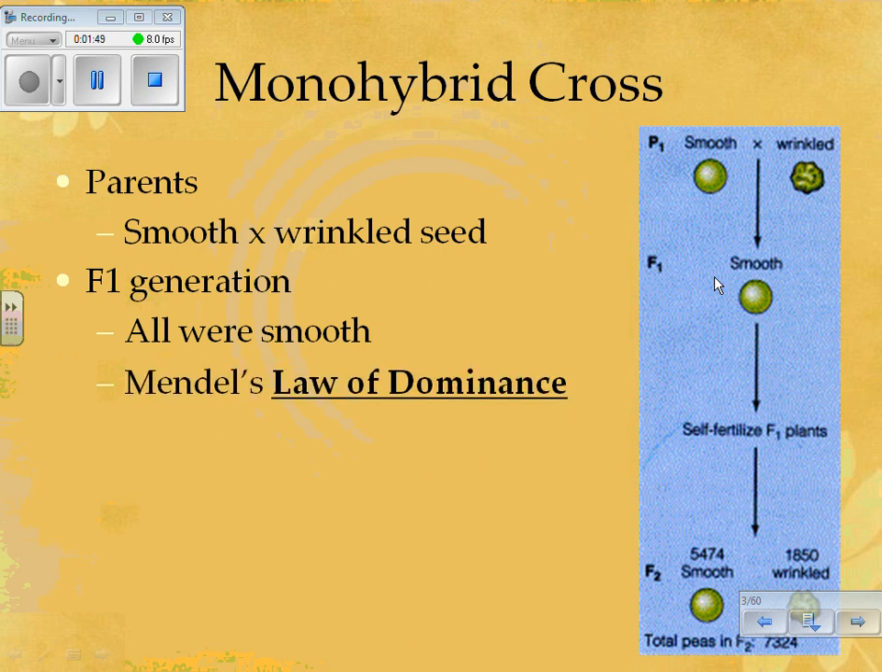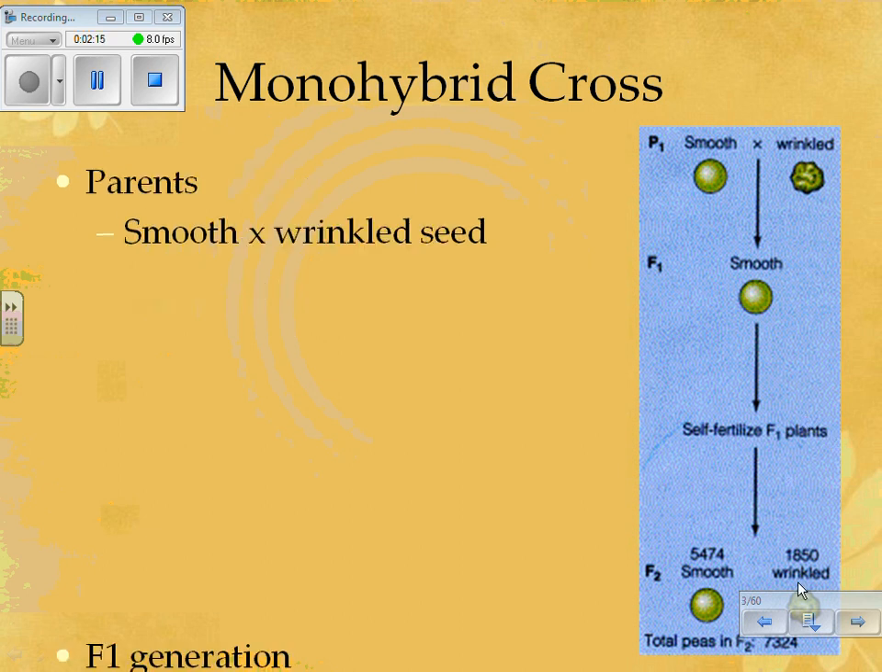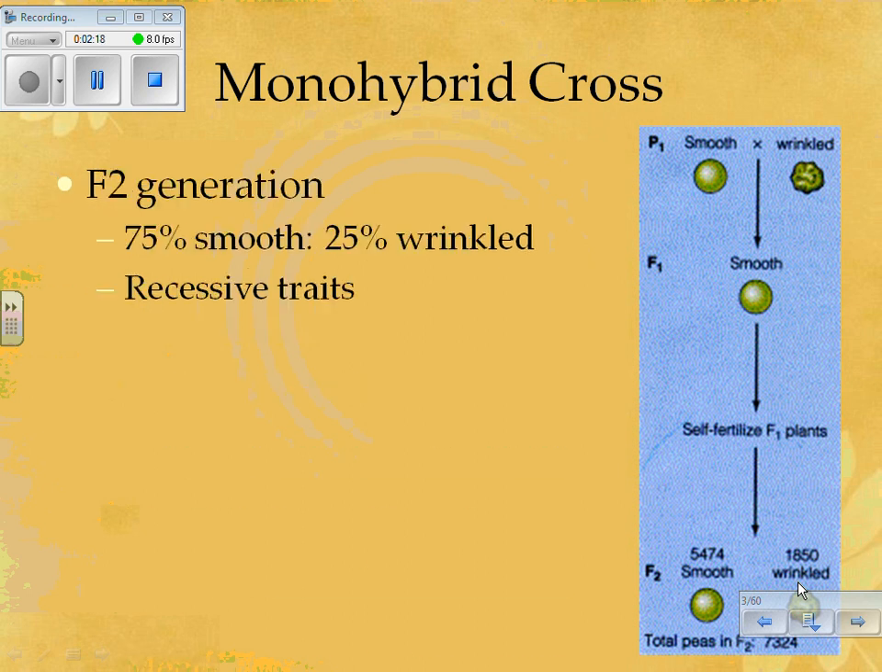And so that told him right off the bat that there was some sort of dominant law, that traits were dominant, and we call that Mendel's law of dominance. The next thing that he did was he took all those smooth individuals in the F1 cross and he self-fertilized them. He came up with, this time, about 75% of them were smooth and 25% were wrinkled. That in that second cross that he did, he actually had some recessive traits.